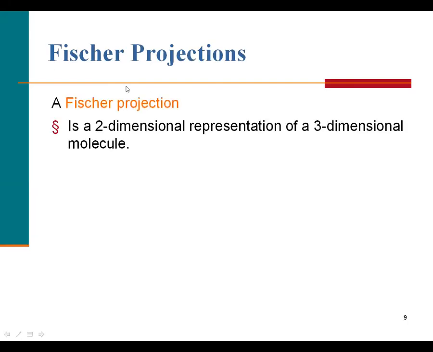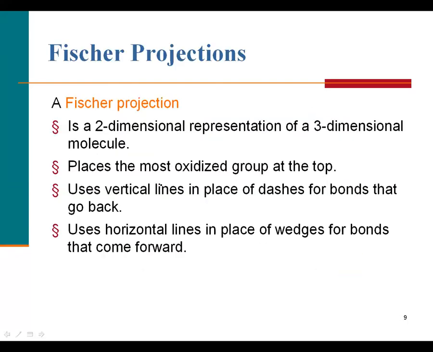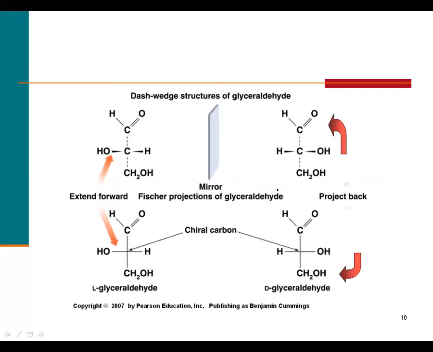Sometimes you draw Fischer projections, where we will always place the most oxidized group on top. We'll use some vertical lines and dashes to represent three-dimensional space, with groups coming out of the paper and groups going behind the paper. I think we have some examples here. Again, we'll sometimes use these wedges and dotted lines to indicate that a group is coming out of the paper or going back into the paper.